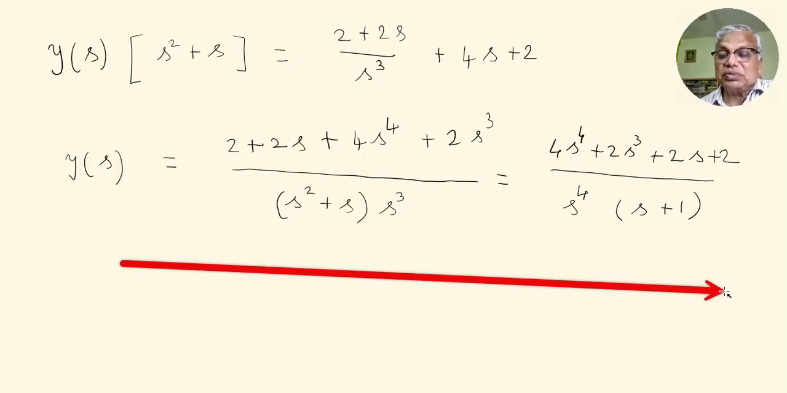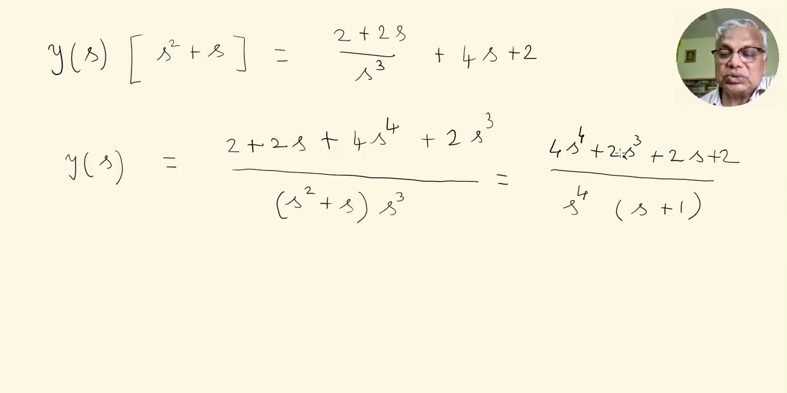Y of s equal to (4s^4 + 2s^3 + 2s + 2) divided by (s^4 (s + 1)). Now you have to find the inverse of this. If you invert, you will get y of t.